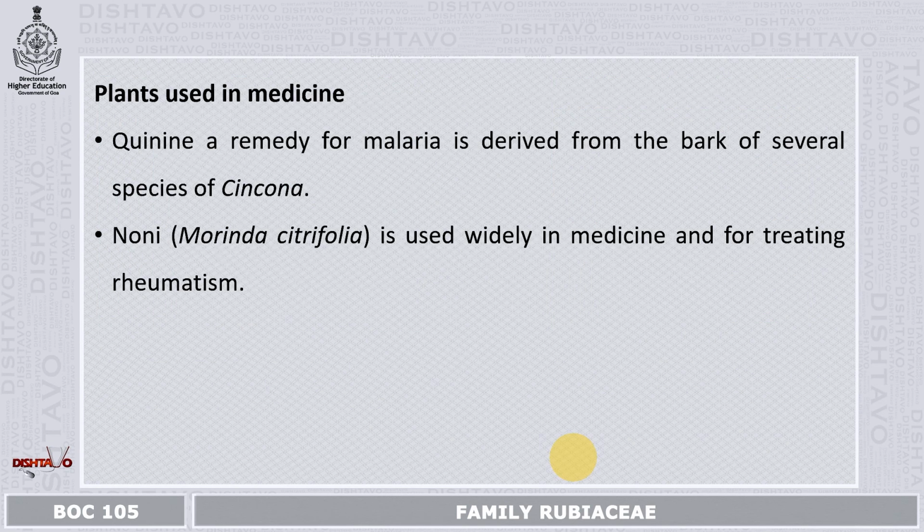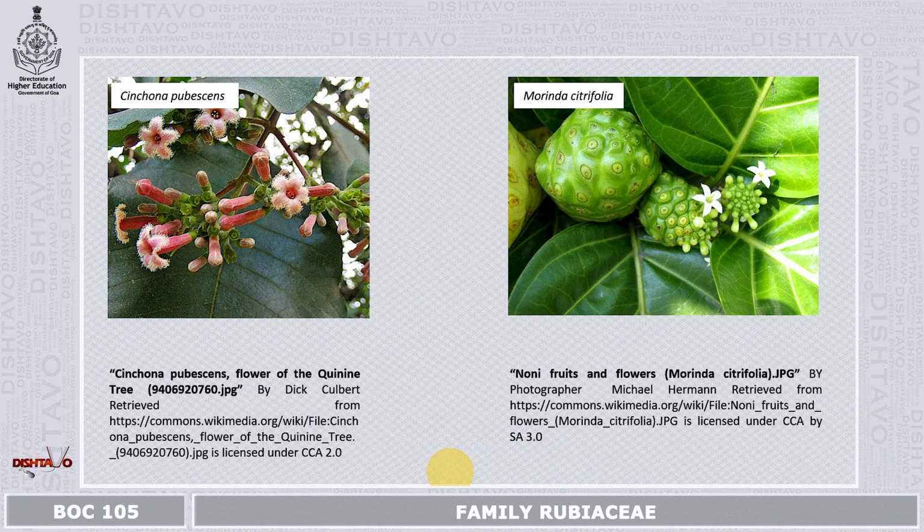Plants used in medicine: quinine, which is a remedy for malaria, is derived from the bark of several species of Cinchona. Morinda citrifolia, commonly known as noni, is used widely in medicine and for treating rheumatism. These are pictures of the medicinally important plant Cinchona pubescens. You can see the plant in flowering, which is a remedy for malaria, and Morinda citrifolia, which is widely used in preparation of medicine.